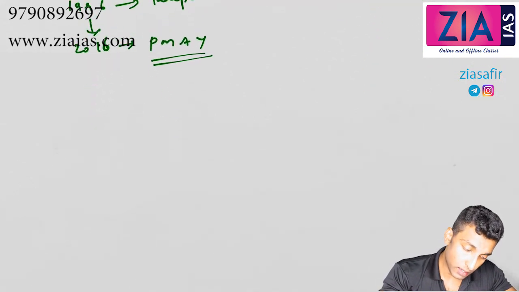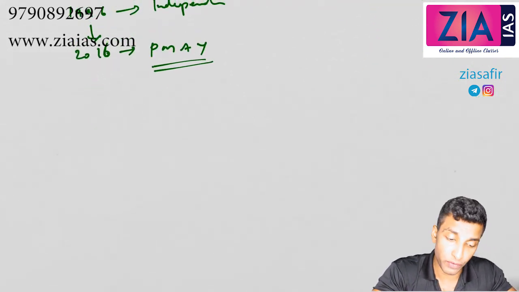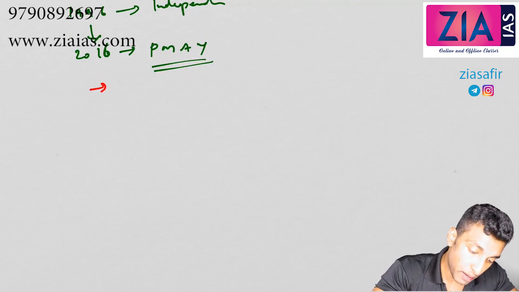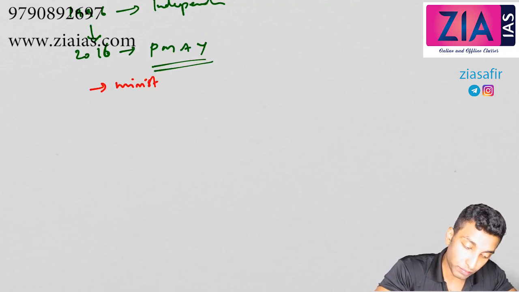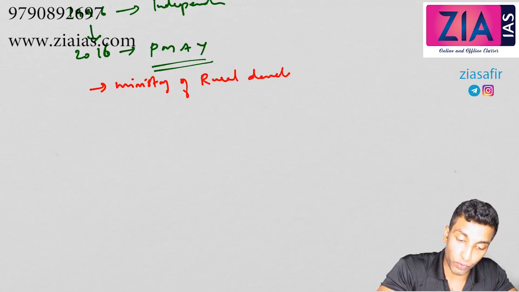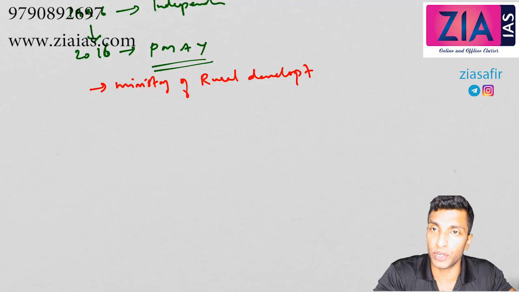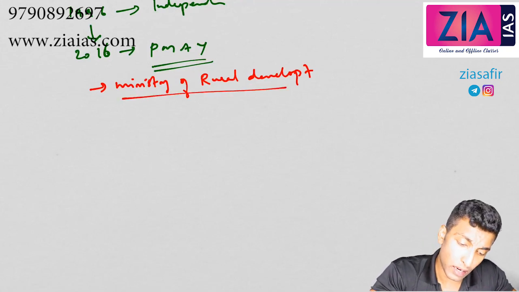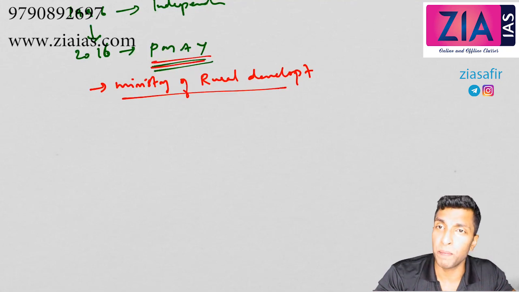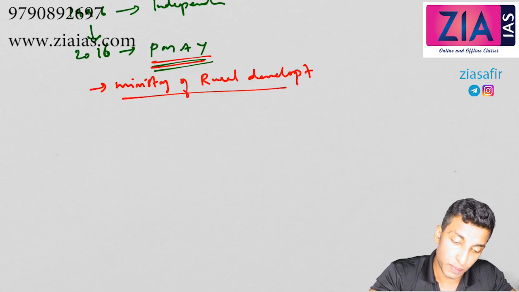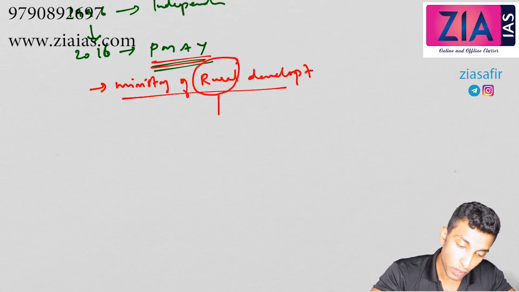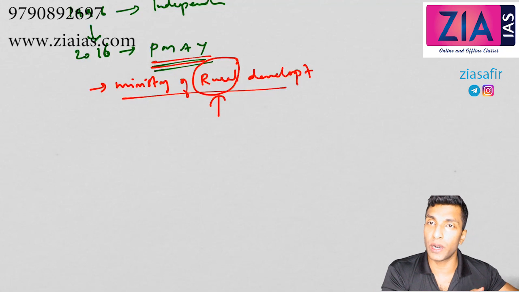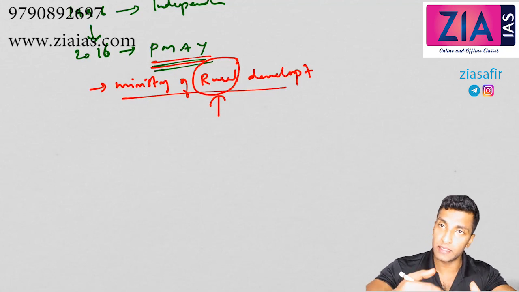So what are the important features of this? First of all, which ministry? It is by the Ministry of Rural Development. What about MGNREGA? That is also Ministry of Rural Development. Now you should not have any confusion when we talk about PMAY. There is an urban component also that I'll discuss immediately after this. This Ministry of Rural Development is related to rural areas, so this is the rural component in PMAY. There is an urban component also.